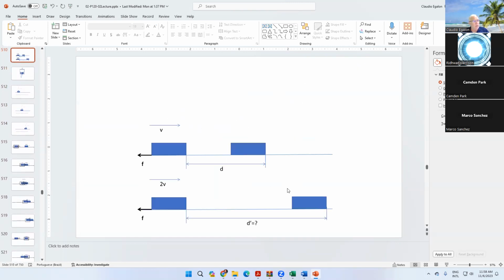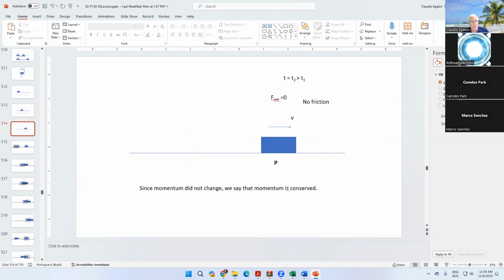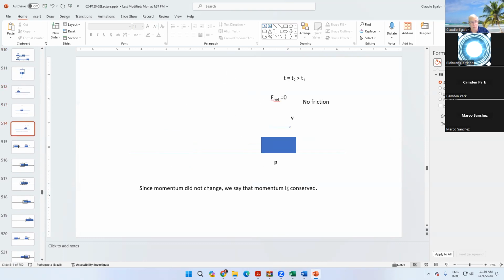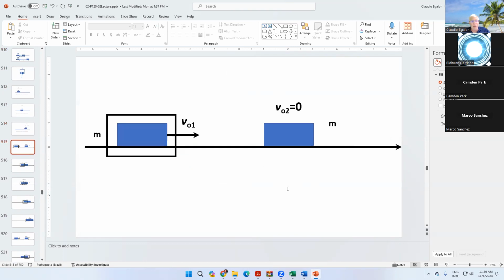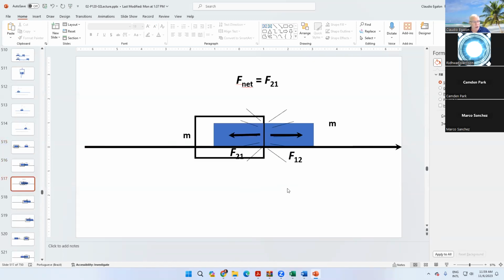I'll just try to summarize everything in those 2 minutes. First, I introduced you to the idea of a single object moving with constant velocity. This single object is my system. For this object, momentum is conserved because the net force applied to the object is 0. And then I introduced you to another situation with 2 objects. The first object approaching the second one.